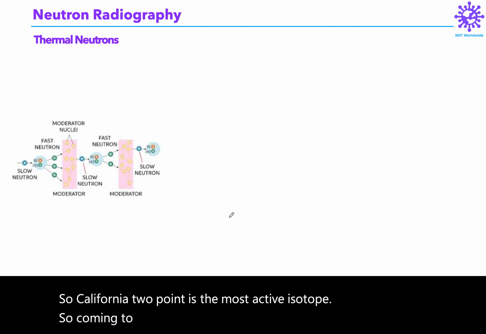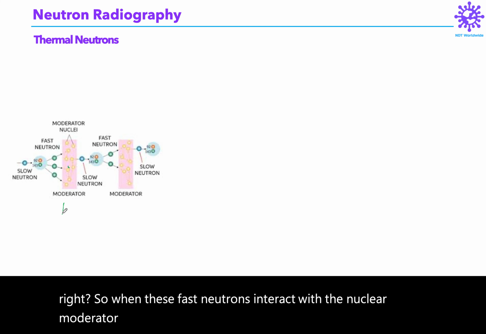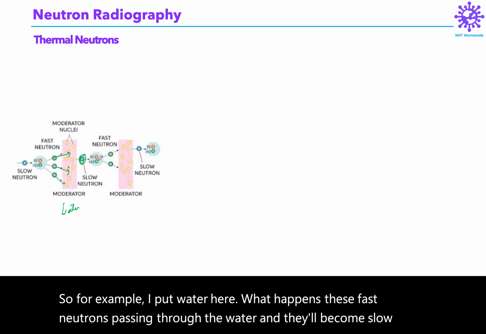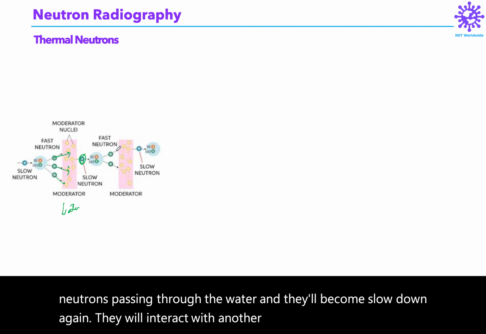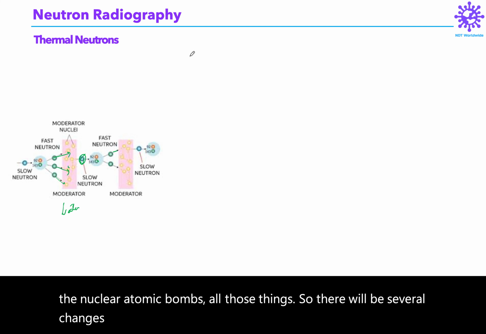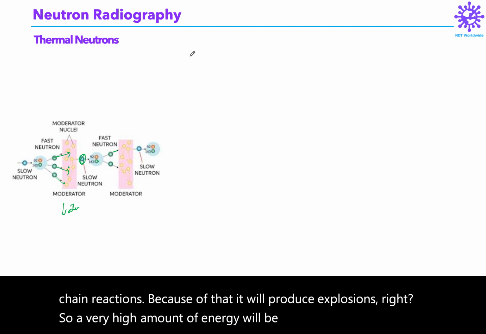So coming to the thermal neutron, when these fast neutrons interact with the nuclear moderator, nothing but water, for example, I put water here. What happens? These fast neutrons pass through the water and slow down. Again, they will interact with another atom and split again, the fission reactions, fusion reactions. If you know about nuclear atomic bombs, there will be several chain reactions. Because of that, it will produce explosions, right? So a very high amount of energy will be released with these nuclear reactions.